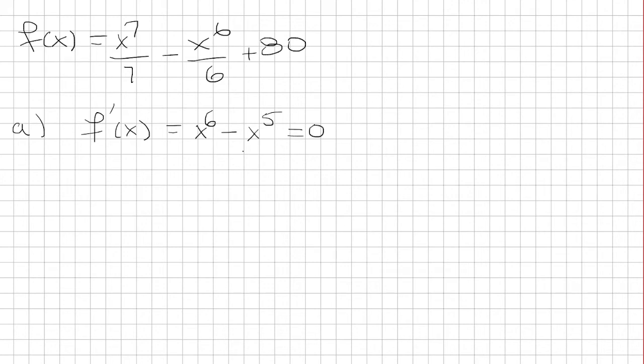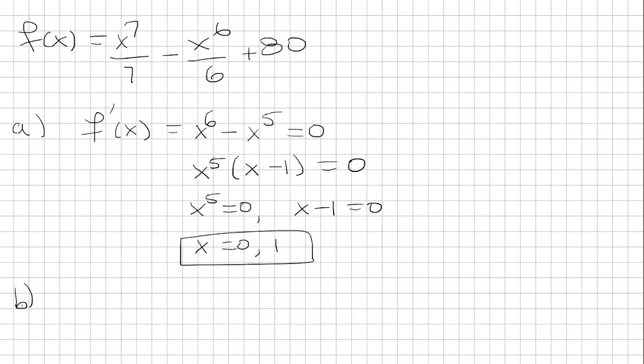Set that equal to 0. Factor out x to the 5th. We have x minus 1 equals 0. And now you want to set the factors equal to 0. So x to the 5th is 0. x minus 1 is 0. That gives me 0 and 1 for our critical numbers.